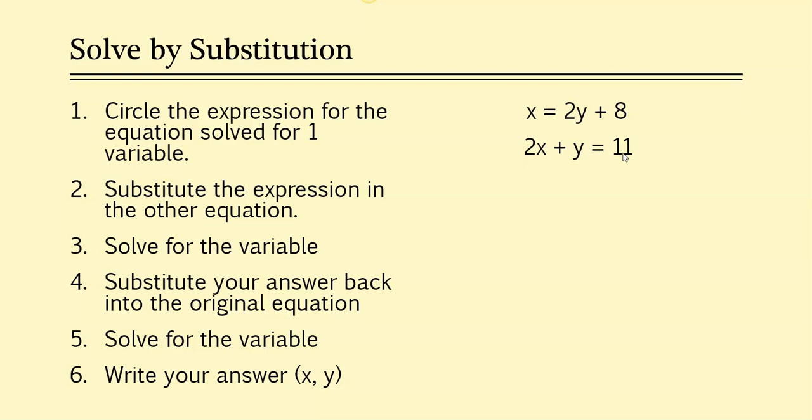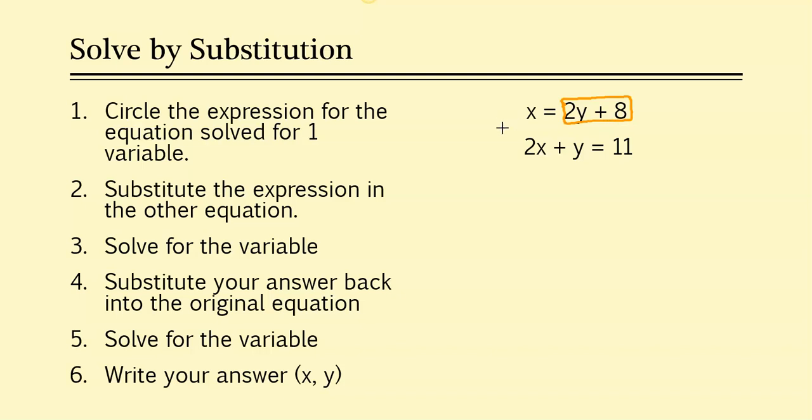All right, so we've got our system, and we need to circle the expression for the equation that is solved for one variable. If I look at these, I can see that the first one here is solved for x. So my expression that I need to circle is the 2y plus 8.